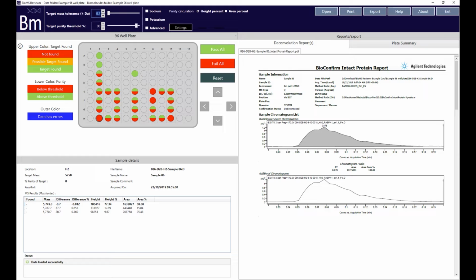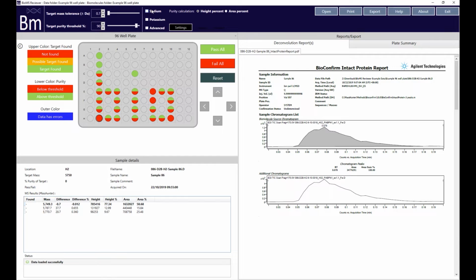In the menu bar, next to the purity and tolerance sliders, is a section that allows the user to choose whether to use height or area of the MS responses for the purity calculations. In the same section of the menu bar, the user can choose whether to include sodium or potassium adducts in the calculations. These are common artifacts of the electrospray ionization process of biomolecules.